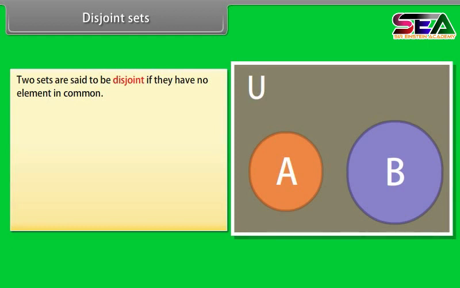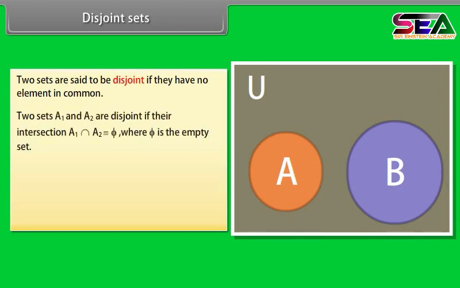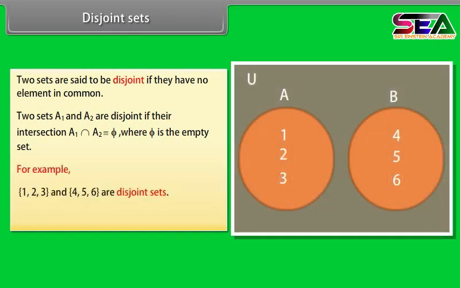Disjoint sets. Two sets are said to be disjoint if they have no element in common. Or we can say that two sets A1 and A2 are disjoint if their intersection is phi, the empty set. For example, {1, 2, 3} and {4, 5, 6} are disjoint sets. The sets of alive and dead people are disjoint. The disjoint sets can be represented by means of Venn diagram as shown.